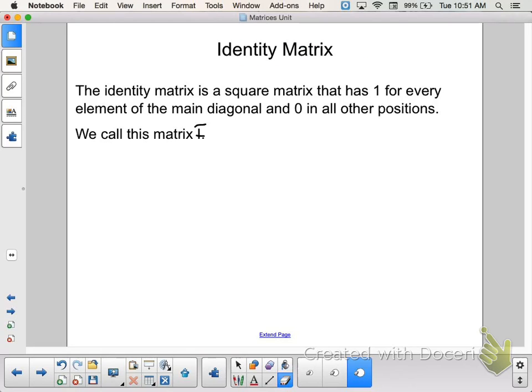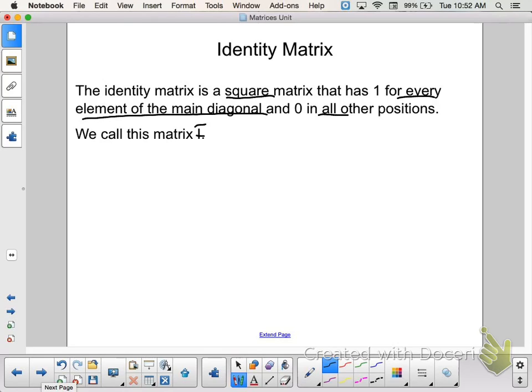First thing we're going to talk about is the identity matrix. It's a square matrix that has 1 for every element of the main diagonal and 0 in all other positions. It's called matrix I, so you denote it like this. The main diagonal is the one starting from right here. So when we're doing our determinant, how we go down like that, that's going to be our main diagonal. So that means the identity matrix looks like this.